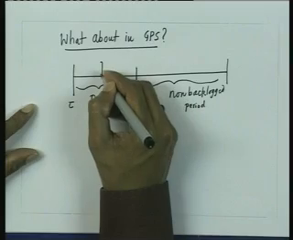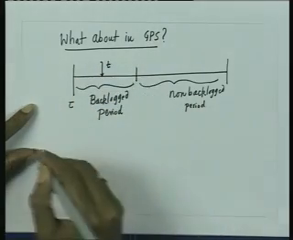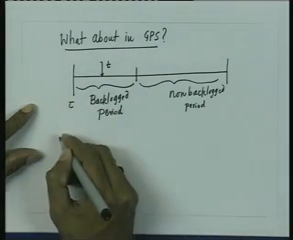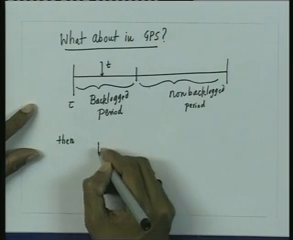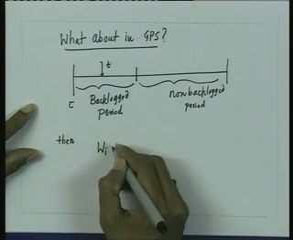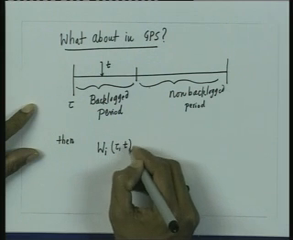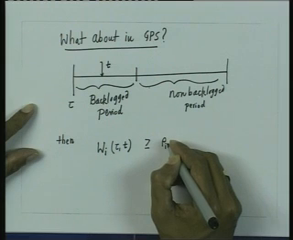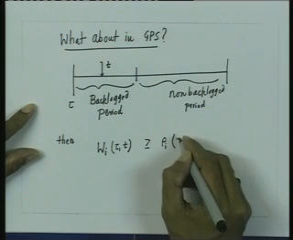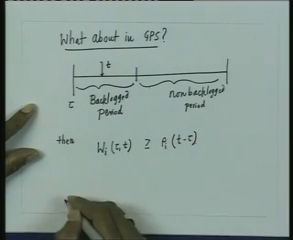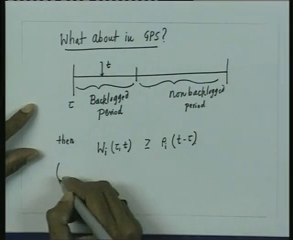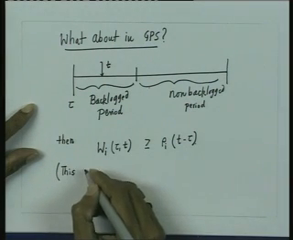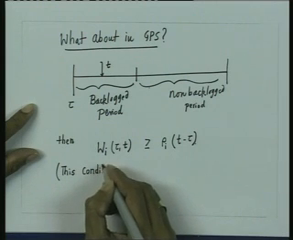Okay, so now the question is, let us say that t is in any time period during this backlog period in the GPS server. Then it is clear that the service received by the session i during the period tau to t is always greater than or equal to rho i, where rho i is the rate allocated to the session i, into t minus tau. Okay, now this is always satisfied. Okay, this condition is always satisfied during the backlog period.